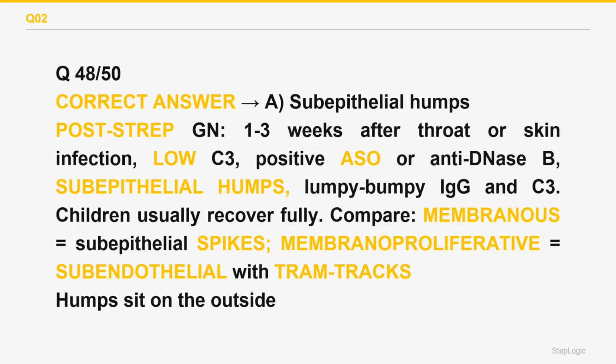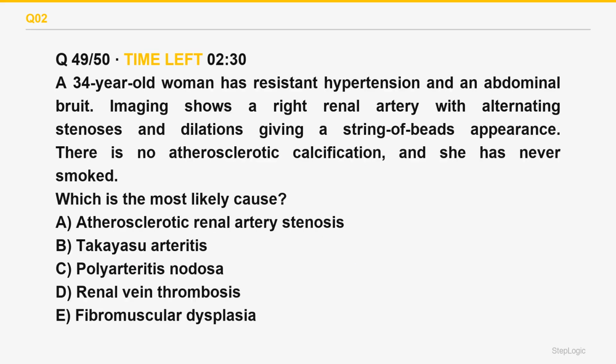Building a small map of deposit locations answers a whole family of questions efficiently, since choice B belongs to membranoproliferative disease. Subepithelial humps mean post-streptococcal; subepithelial spikes mean membranous. Subendothelial deposits with tram-track double contours mean membranoproliferative, and mesangial IgA means IgA nephropathy. Note also which serology to request after a skin infection. Anti-DNase B is more reliable than anti-streptolysin O following impetigo. If you see nephritic syndrome with low C3 after a streptococcal infection, expect subepithelial humps.